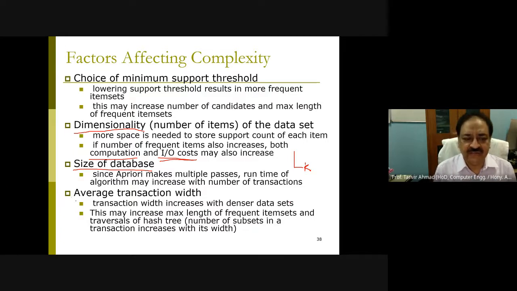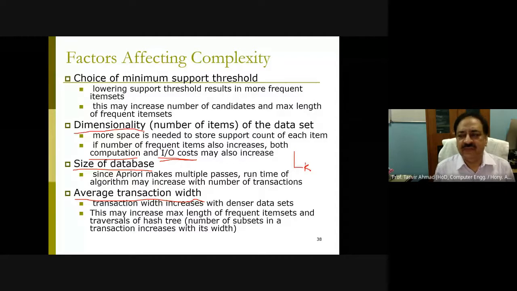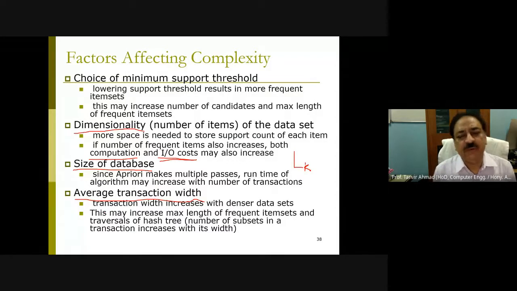The fourth factor is the average transaction width. When the data set is dense, the transaction width will increase. This will increase the maximum length of the frequent itemsets, and therefore, when you are maintaining and traversing a hash tree, it requires more traversals because the width of the tree will become larger. These are the four factors which affect the complexity of any algorithm which is going to use frequent pattern mining.